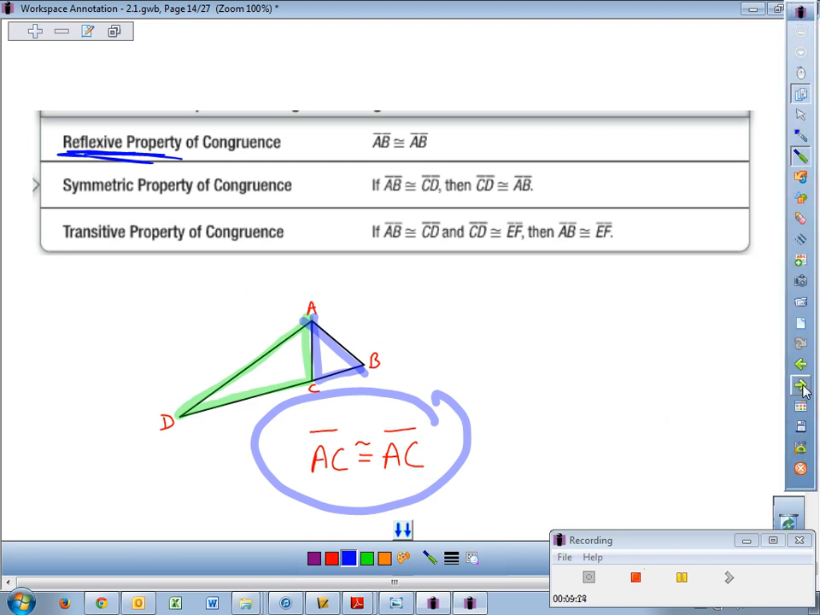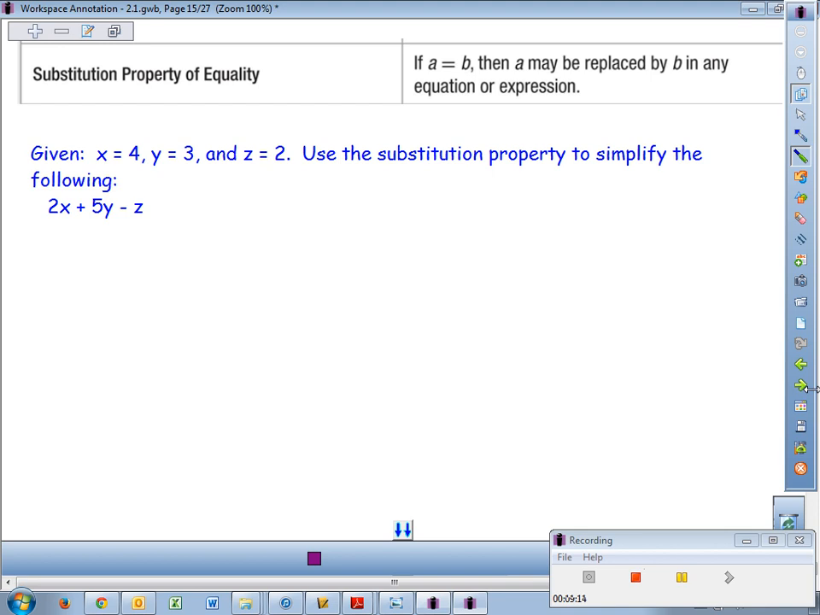A couple more basic properties. Substitution property. You don't even have to write anything down. It's so obvious. You've used it throughout your whole life. We used it on the previous test. If I told you x was 4, y was 3, and z was 2, correct? Use the substitution property to simplify this. That means anywhere I see an x, what can I do? Now, some people say put 4 in. A lot of people say plug it in.